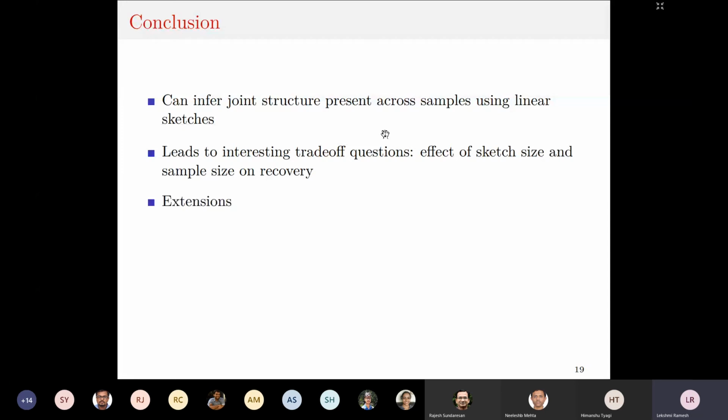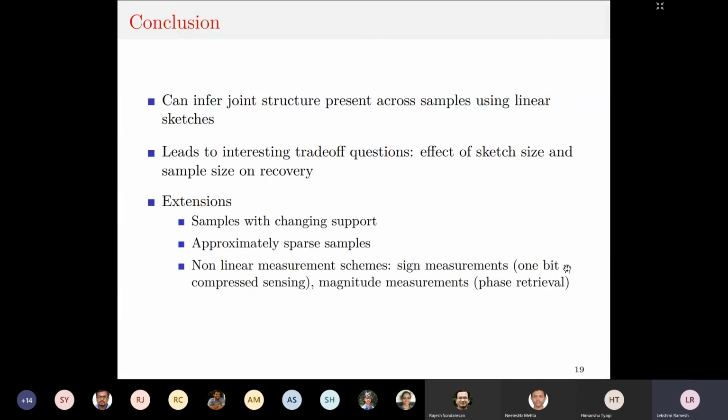One could look at samples with changing support. So the support can evolve with the samples, but still exhibit some joint structure. So you could have groups of samples sharing a common support. You could have, instead of exactly sparse samples, approximately sparse samples. You could also look at other types of measurement schemes, not just linear.